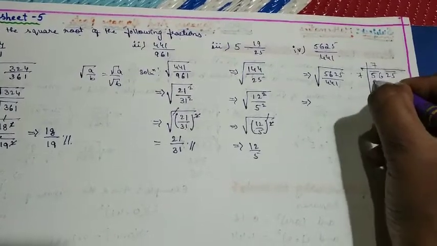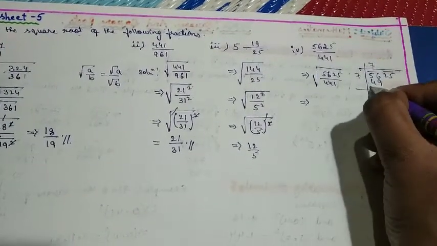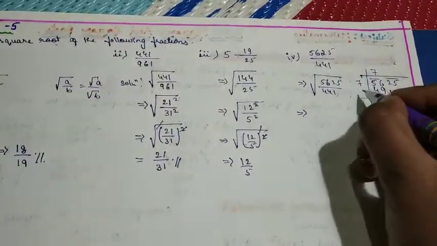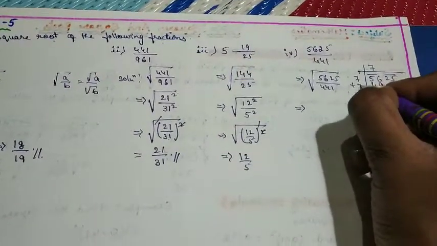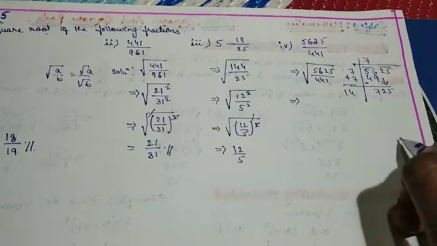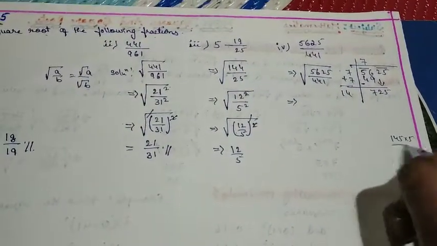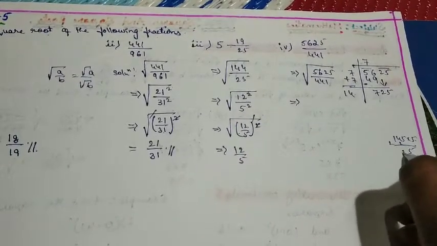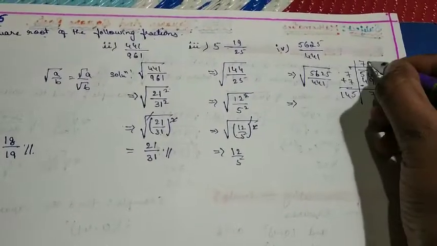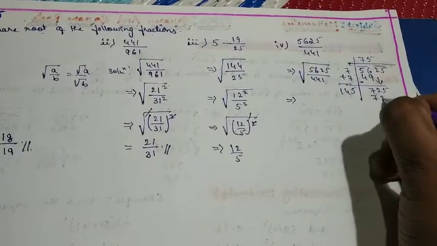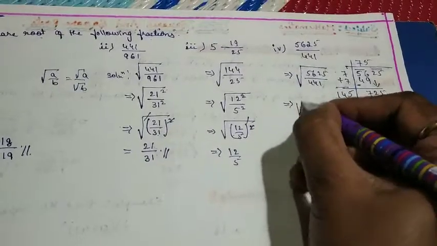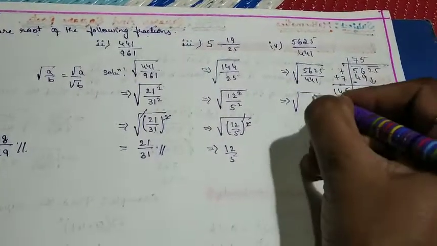7 7s are 49, and if I subtract, 56 minus 49 is 7, and take the next period 25. Then add up the same number: 7 plus 7 equals 14. Since it is ending with 5, we'll check with 5. 145 into 5: 5 5s are 25, 5 4s are 20 plus 2 is 22, 5 1s are 5, 7. Yes, 725, which we have in the dividend. So I'll go with the 5. Then 725, and the remainder is 0. So 5625 is a perfect square of 75.